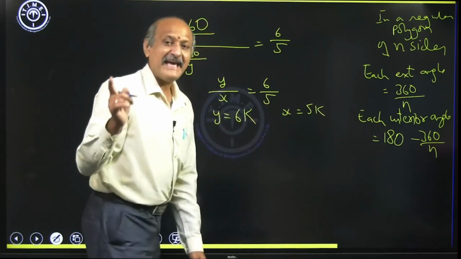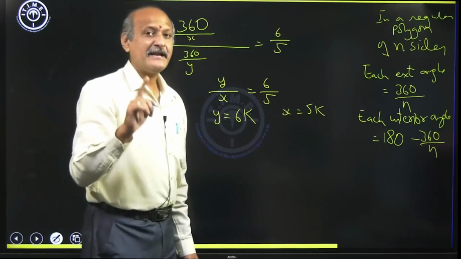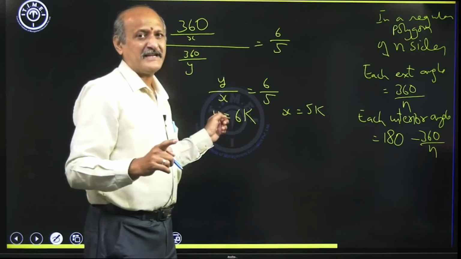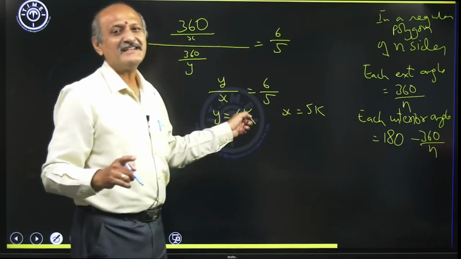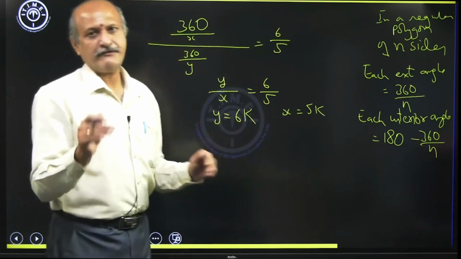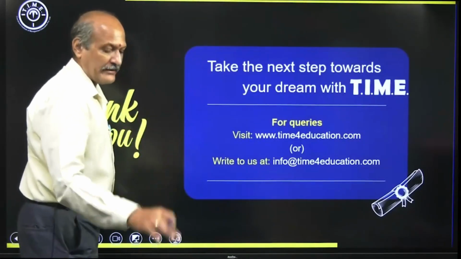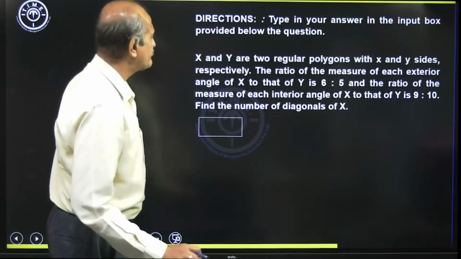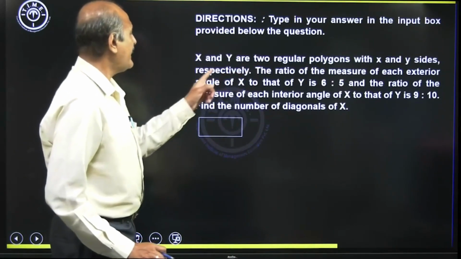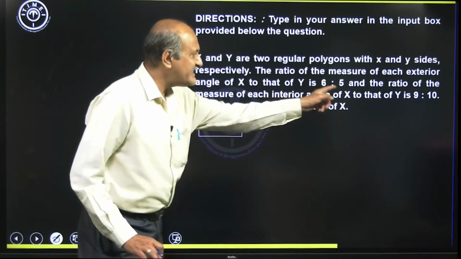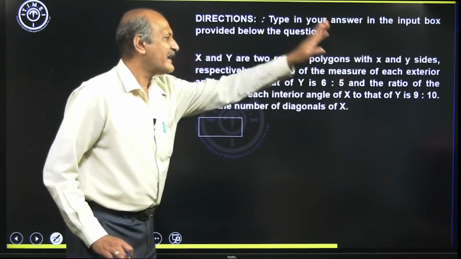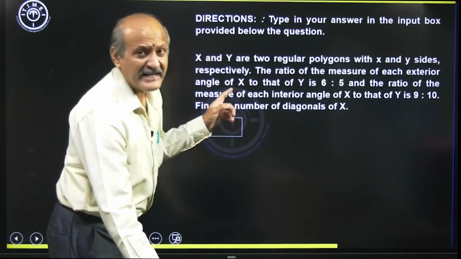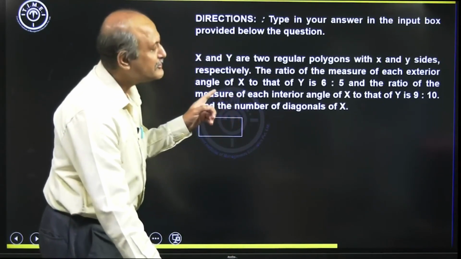The polygon with x sides has the number of sides as a multiple of 5, and the polygon with y sides has the number of sides as a multiple of 6. That's what we have to identify. Further, it says the ratio of the measure of each interior angle of x to that of y is 9:10. Okay, interior angles, if you take the ratio, it comes equal to 9:10.